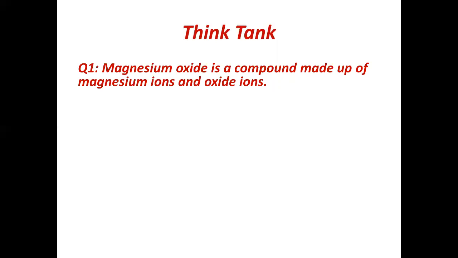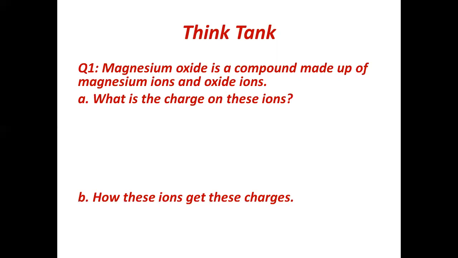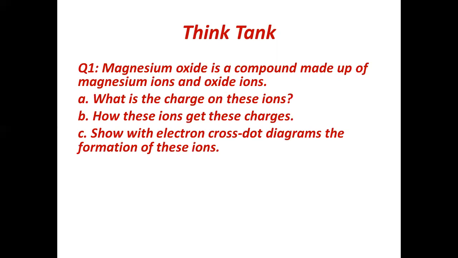Magnesium oxide is a compound made up of magnesium ion and oxide ion. Question number 1. What is the charge on these ions? How do these ions get these charges? Show with electron cross dot diagram the formation of these ions. First one is magnesium ion and oxide ion.